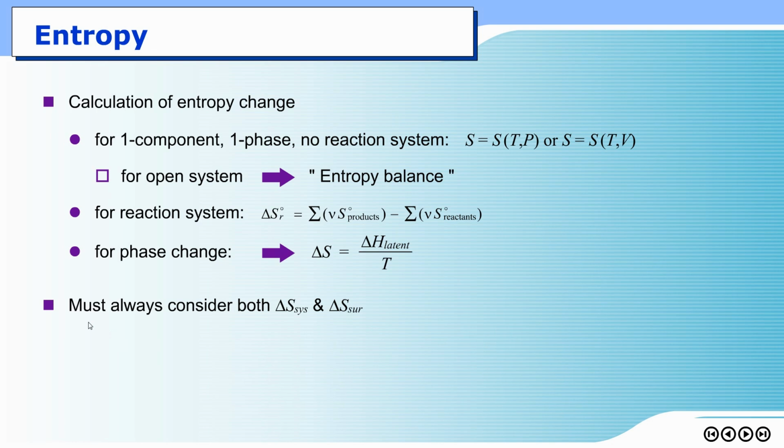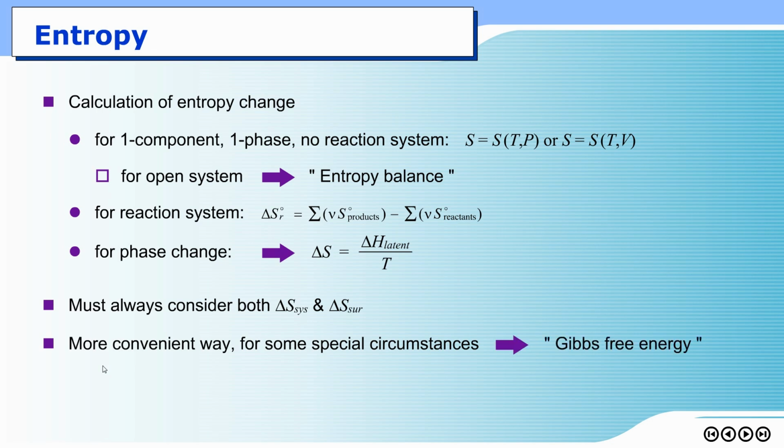Okay, so once again, this is very important: whenever you rely on the calculation of delta S, if you want to use delta S to determine whether the process is spontaneous or not based on the second law, you will need both delta S of the system and delta S of the surrounding. But there is a more convenient way for some special circumstances, where we can use something else and consider only the system properties to predict whether the process is spontaneous or not. That parameter is called Gibbs free energy, and we will discuss Gibbs free energy in the next part of this lecture 2b. So this is the end of part 1 of lecture 2b.